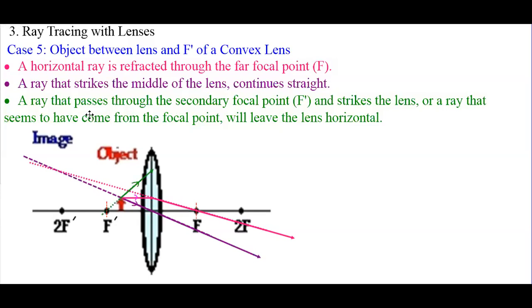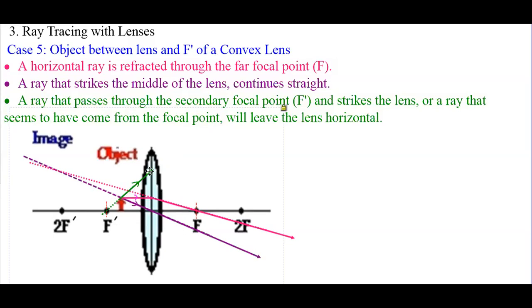The third rule says any light ray that passes through the secondary focal point as it strikes the lens, well, no, didn't do that. It seems to have come from that near focal point. So the light ray seems to have come from that near principal focus. In other words, you line your ruler up with F, the top of the object, and the lens. So I made this line dotted because it doesn't actually exist, right? It doesn't have to be drawn in.